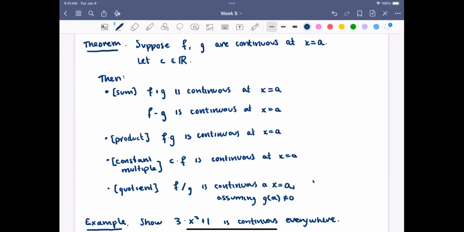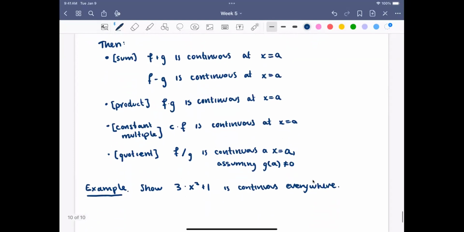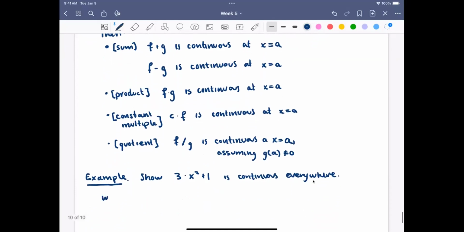Okay, so let's do the example. So we know that the function x is continuous everywhere, right? So we know f of x equals x is continuous everywhere.